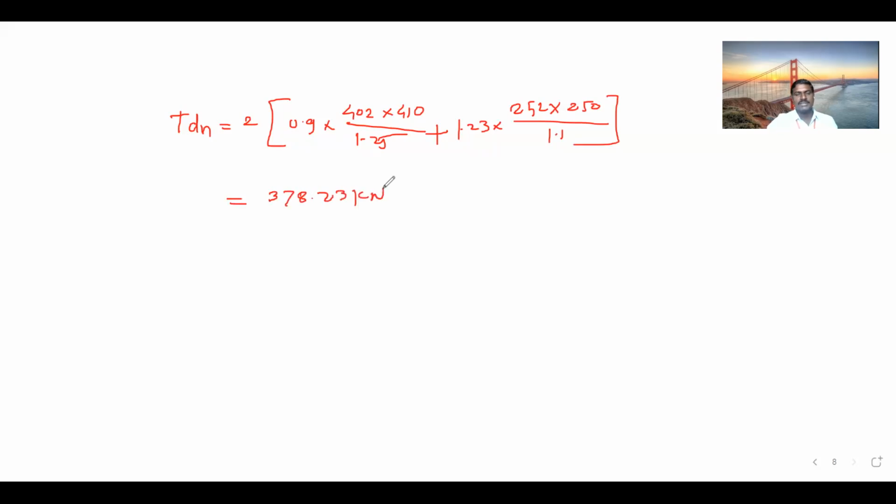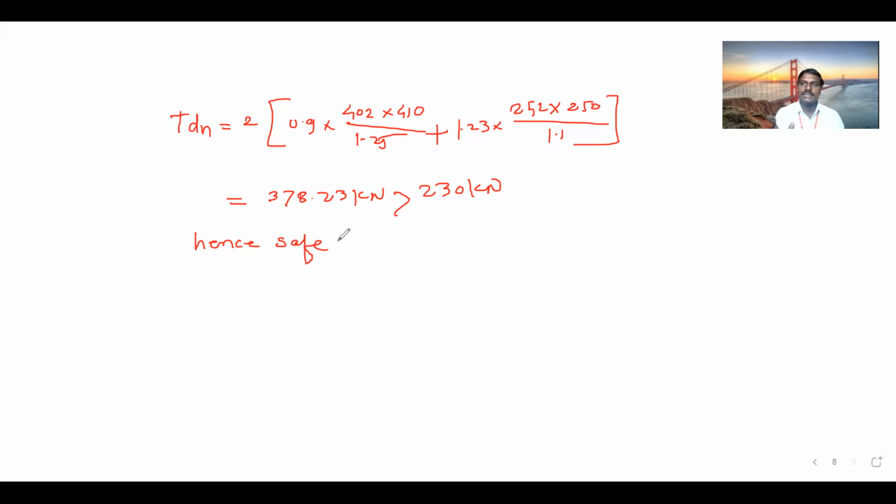378.23. As I told you, if there is no bolted connection, the rupture strength is more than the yielding strength, and block shear is again more. So this is greater than 230. It means hence safe. This is your design of tension member.